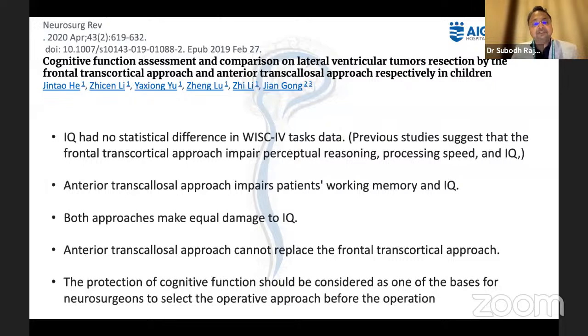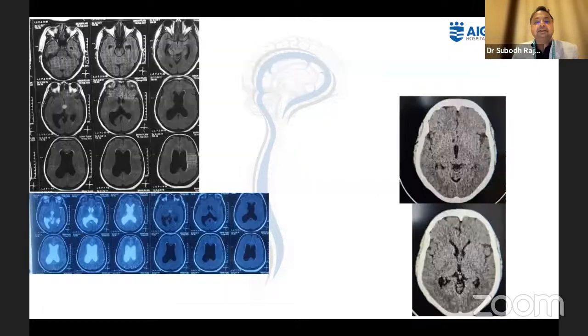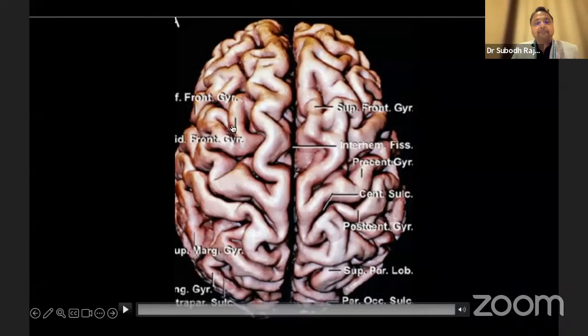But we should always remember, protection of the cognitive function is the most important thing whenever we choose an approach in these cases. So this is my last case which I'll be showing. This is a straightforward looking colloid cyst. So we go from this middle frontal gyrus approach to the precoronal. One minute, play the video.